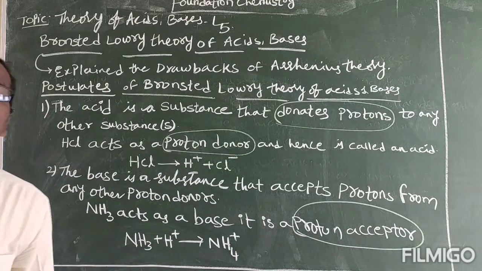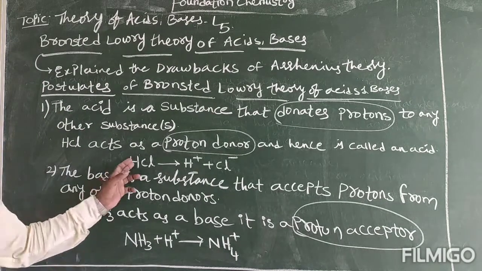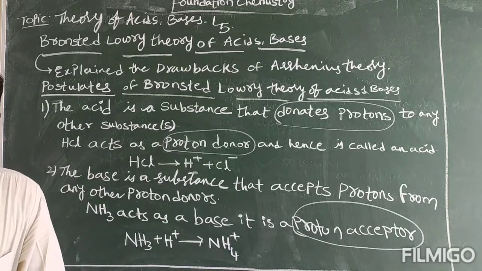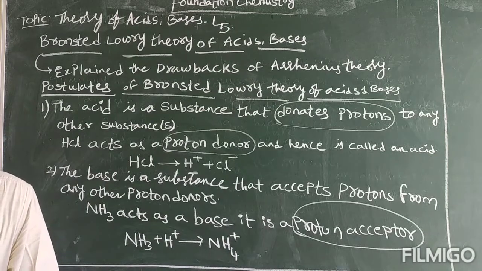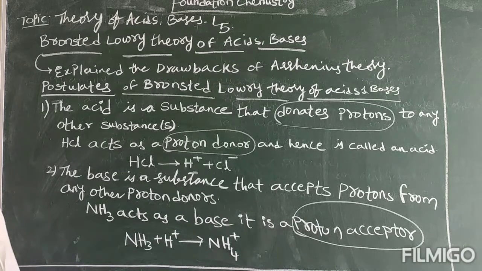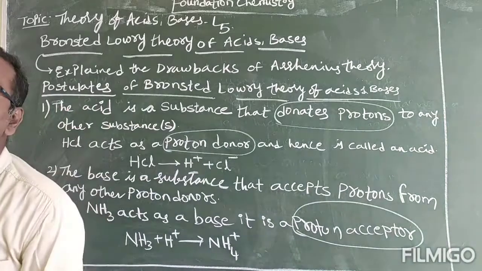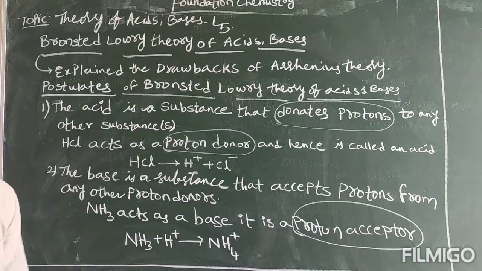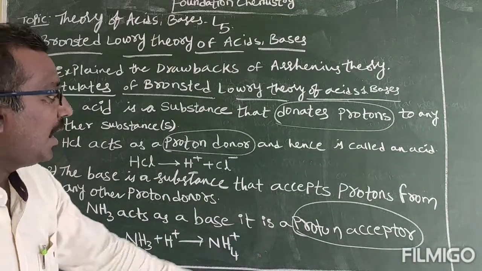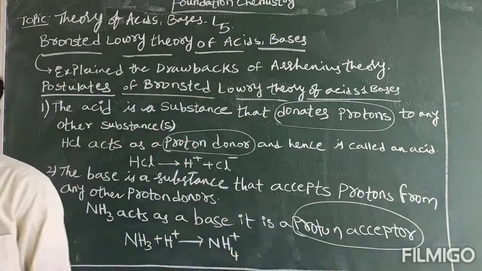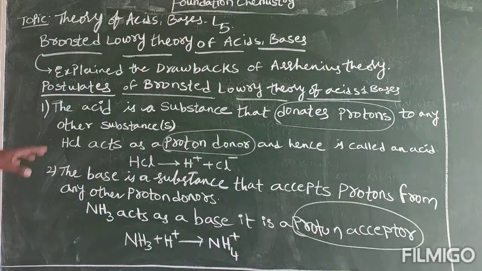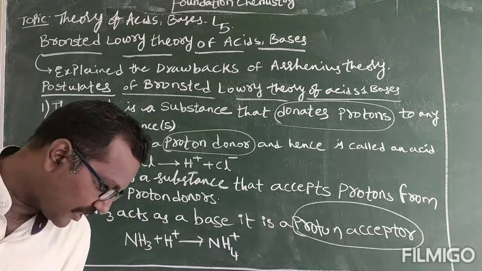So what he said is, even if hydrogen is not there, a substance can be considered an acid if it donates a proton, that's all. And the substance which accepts a proton is called a base, according to the Bronsted-Lowry theory of acids and bases. You can note down these points. And next we have neutralization.